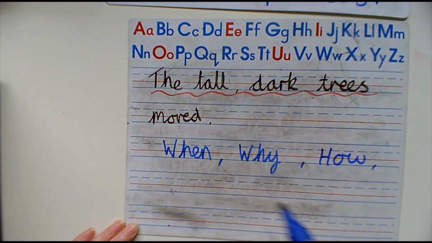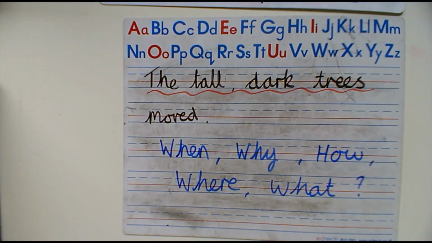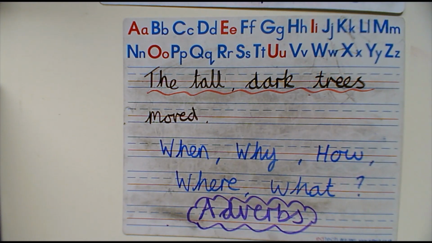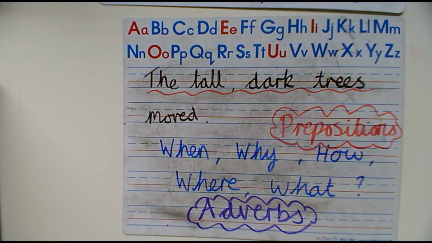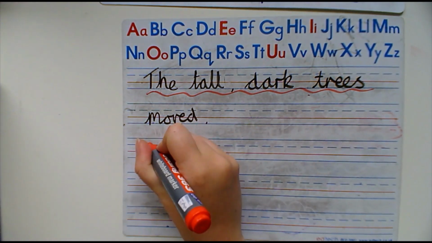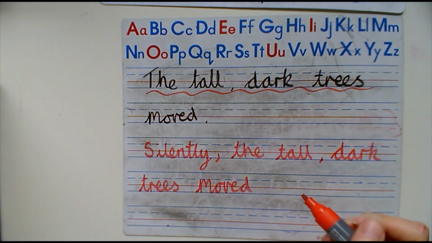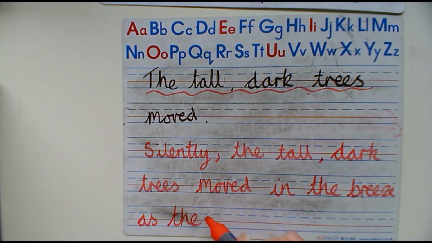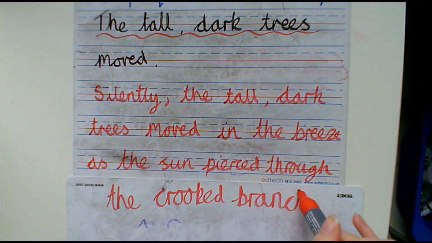We're going to think about when, why, how, where, and what to help us add more detail. And to do this, we need to use some adverbs and some prepositions. So let's have a go at making my sentence more detailed. Silently, the tall, dark trees moved in the breeze as the sun pierced through the crooked branches.